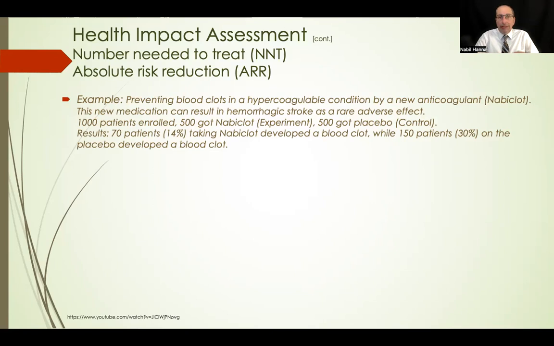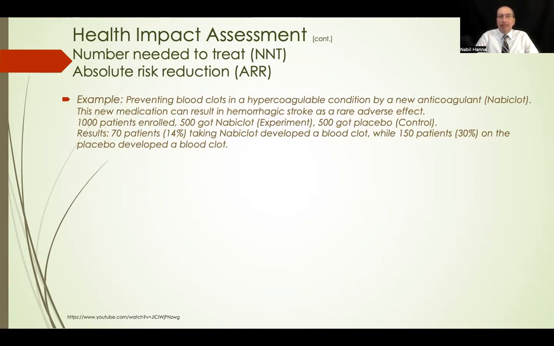So when you review this study, you will come up with a conclusion that the benefit of this drug outweighs the risks, so it's good to use it. Based on what? Based on the calculations of the number needed to treat and the number needed to harm. So let's say 1,000 patients enrolled in this study. 500 got this new drug, Nabiclot, and this is going to be the experimental group, and 500 got placebo, and that will be the control group. And here are the results.